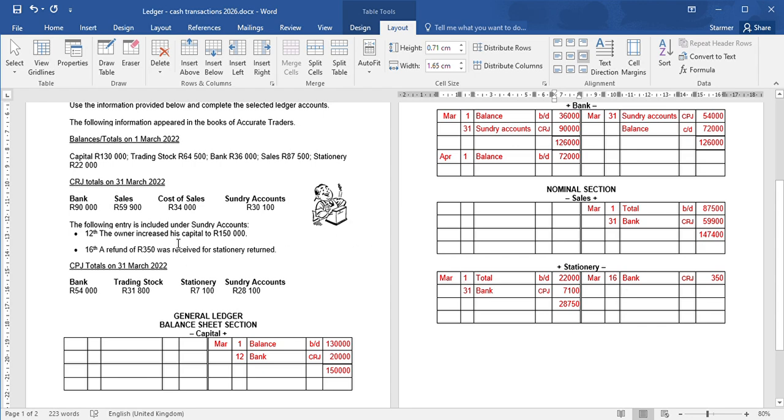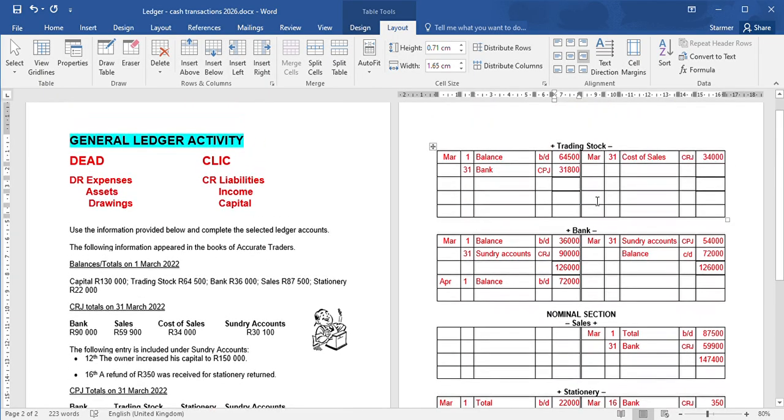Once you're done with sundry accounts, you go to your big totals, and the first one we come to here is cost of sales. Now we are selling stock here, so ask yourself, is stock coming into the business or going out of the business? Obviously if we're selling, stock must be going out of the business, so on the minus side put the 34,000. It came from the CRJ, and because we're posting a total, the date is March the 31st.